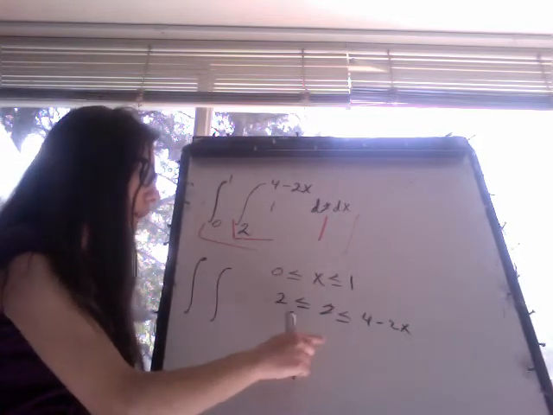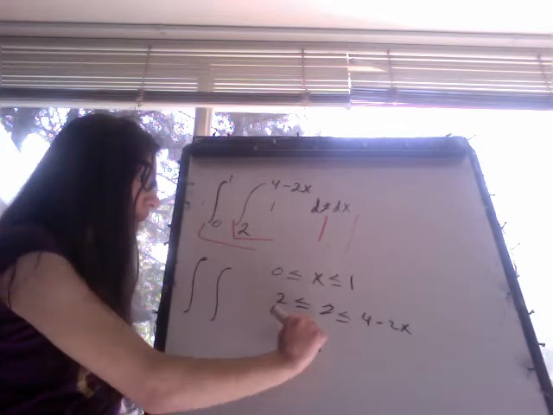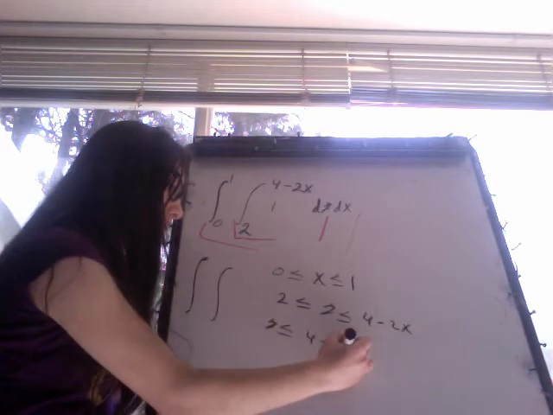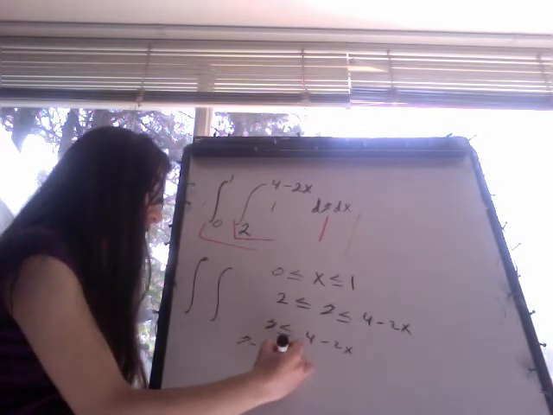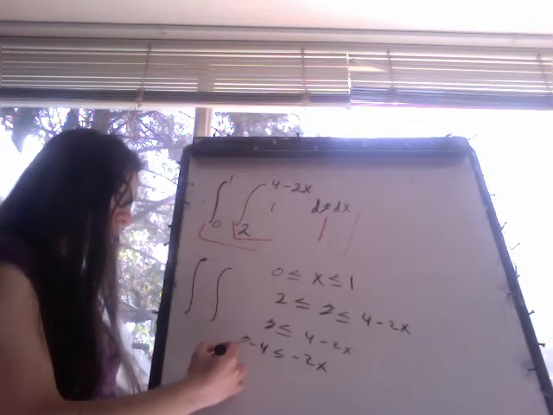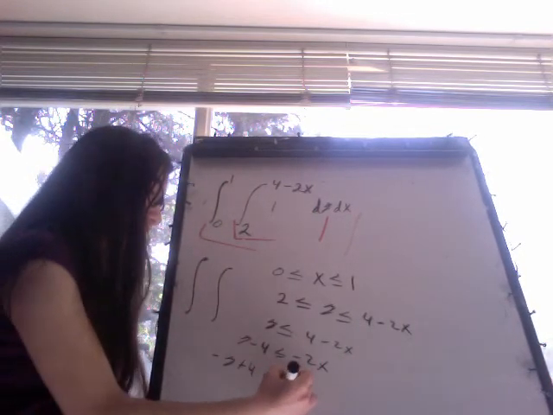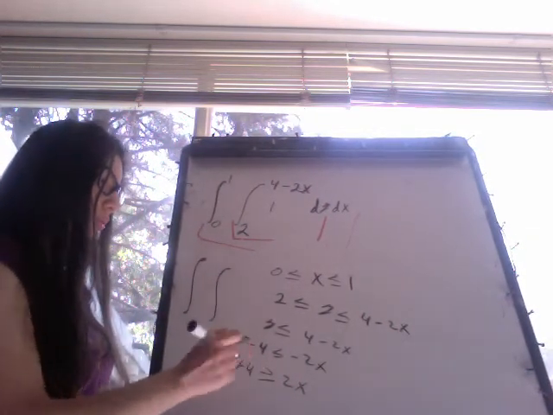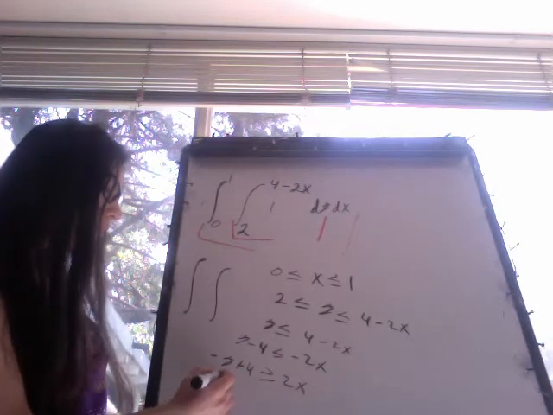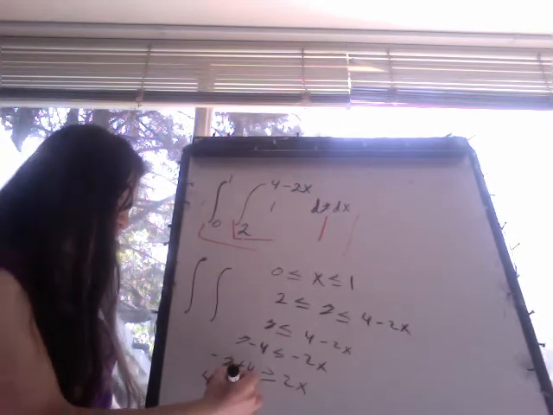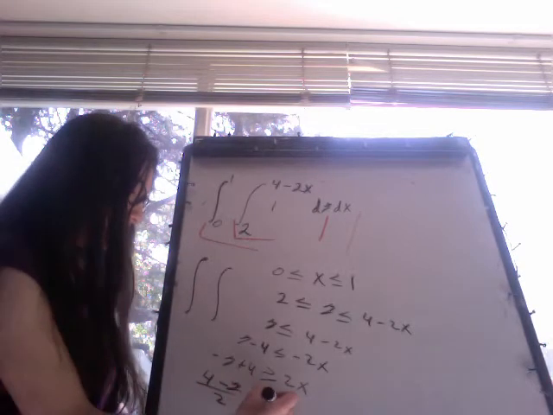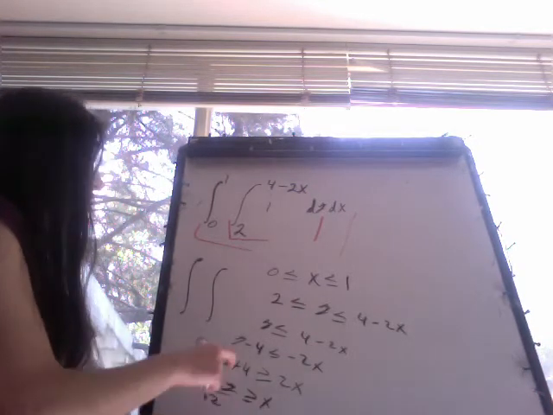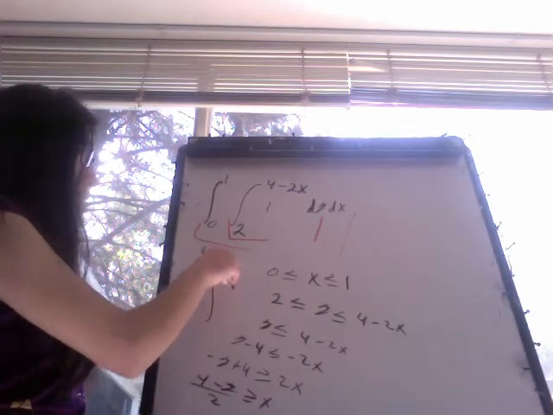So I'm going to put x in terms of y. With this, we don't have anything to do. But with this, we have y less or equal to 4 minus 2x. So y minus 4 less or equal to minus 2x. Switch signs, minus y plus 4 greater or equal to 2x. When you switch sign, you need to change this inequality. So 4 minus y divided by 2 is greater or equal to x. Because this is greater than x, this goes in the superior bound of the integral.